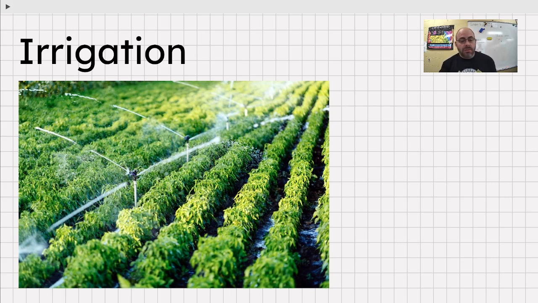What is irrigation? Well, we know what irrigation is, putting water on plants. 70% of the globe's freshwater use is irrigating plants, which is kind of crazy. 70%. Obviously, it's essential to global agriculture. We are all thankful for irrigation because we all like to eat. But it is a major cause of water scarcity and ecosystem disruption. There has to be a balance.